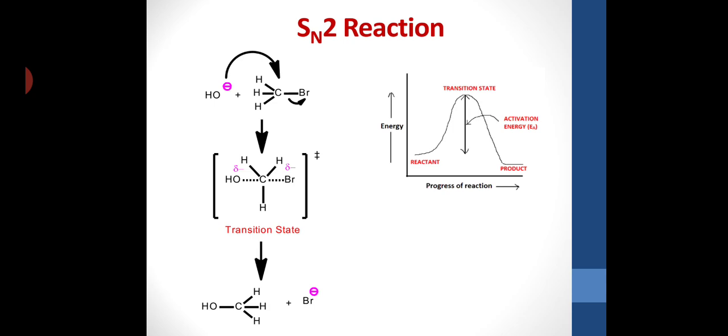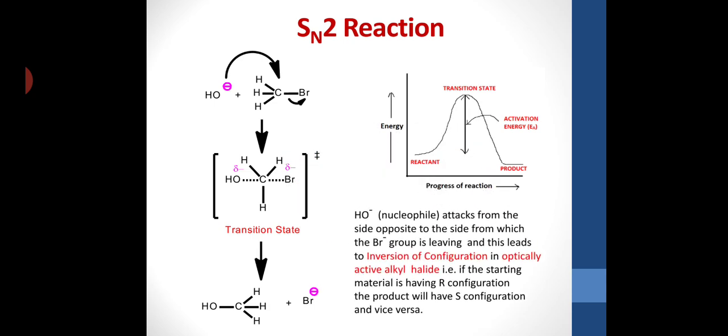Now in SN2 reaction, we do not get a racemic mixture. What do we observe then? We observe an inversion of configuration if the starting material is an optically active halide. Why do you think so? Let's see the mechanism again.